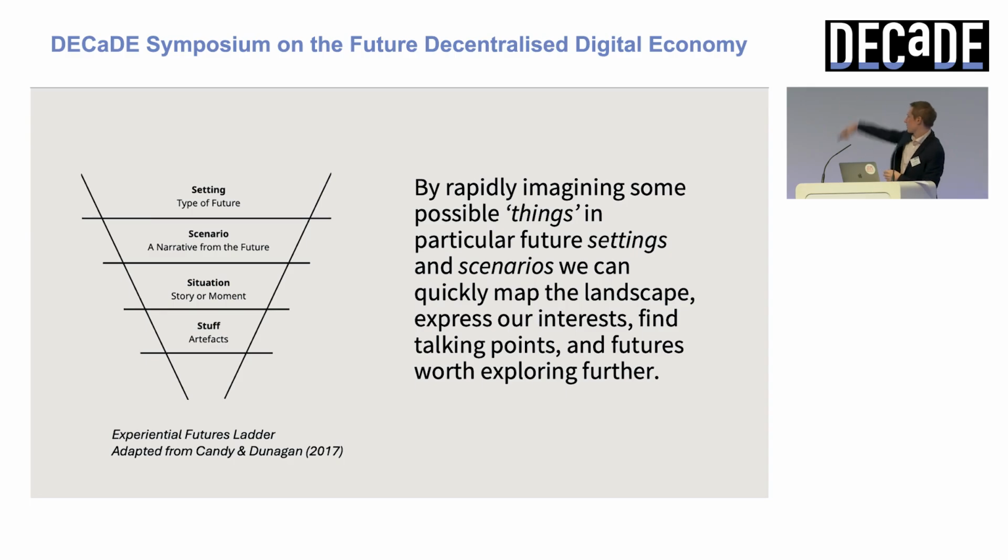And one of the concepts that I'm going to come back to is this idea of the experiential futures ladder. What's being communicated here is we might have different types of futures. We could think about a happy future, a sad future, a fossil fuel future, a peaceful future, all kinds of settings for a future. Scenarios, we can think about the kind of stories and narrative. Situations, we can think about a certain context, and that could be an everyday ritual, like having a cup of coffee. But also think about the stuff.